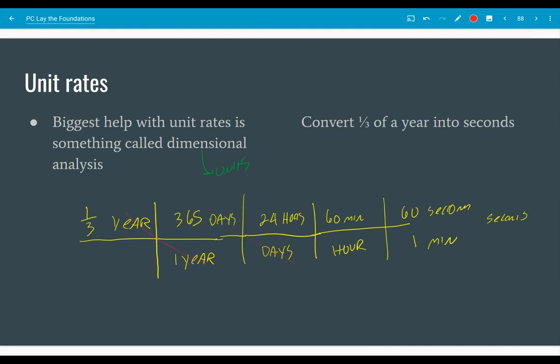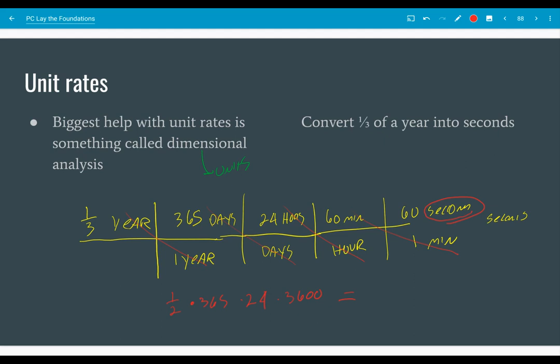Days divided by days is going to give us 1. Hours divided by hours is going to give us 1. Minutes divided by minutes is going to give us 1. So the only unit we're left with is seconds. So from there, it's just the math. So it's 1/3 times 365 times 24 times 3,600. And that will give you the answer. So that is dimensional analysis.